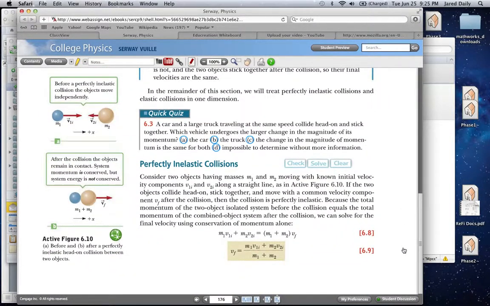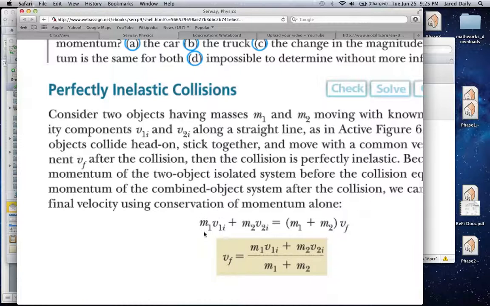In the perfectly inelastic collisions, we're going to have the momentum of object 1, mass 1 times velocity 1 initially, plus mass 2 times velocity 2 initially. The two initial momentums of the separate objects add together to give your total initial momentum. That has to equal the total momentum at the end of the problem, but since they're stuck together in a perfectly inelastic collision, you're going to get mass 1 plus mass 2 at the end, added together, times the velocity final, which will be the same velocity for both of them.